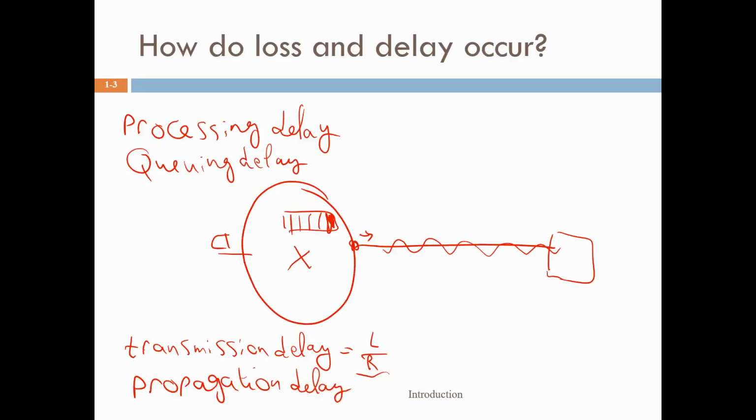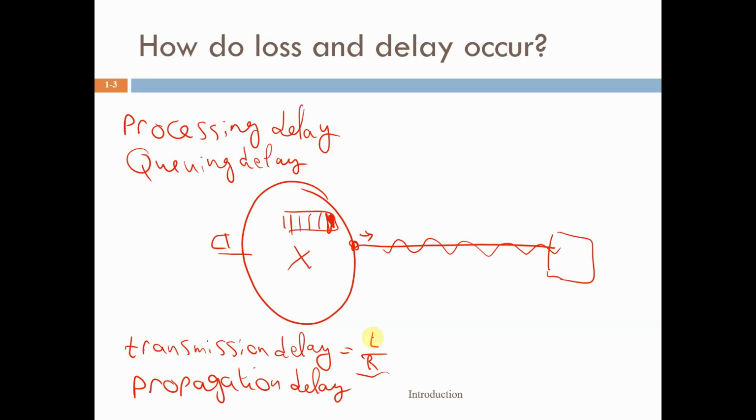Let's examine these four delay components and see which of them are constant and which of them might actually change. Processing delay is the time that the router needs to read the packet headers or process the packet. This is more or less a constant time, because it doesn't depend on the packet size, because the router doesn't read the entire packet. The router just reads the header, and the header more or less has a fixed size. It can actually change, but it doesn't vary significantly.